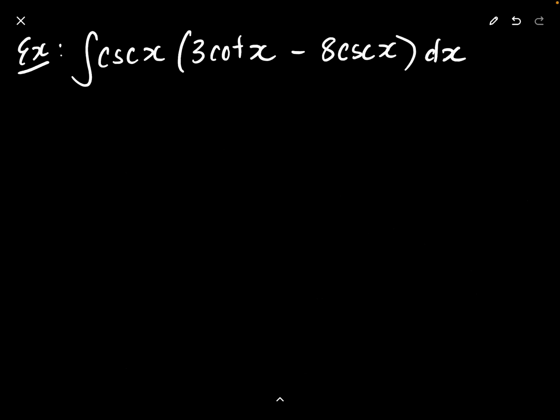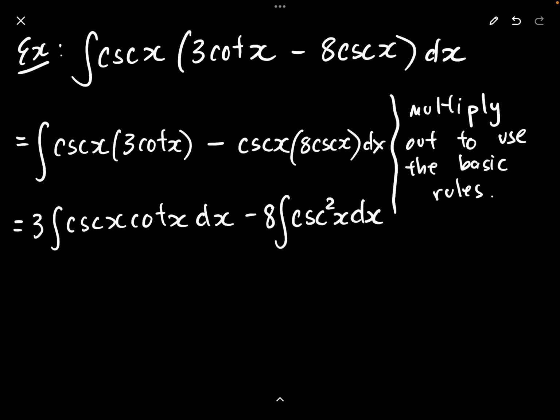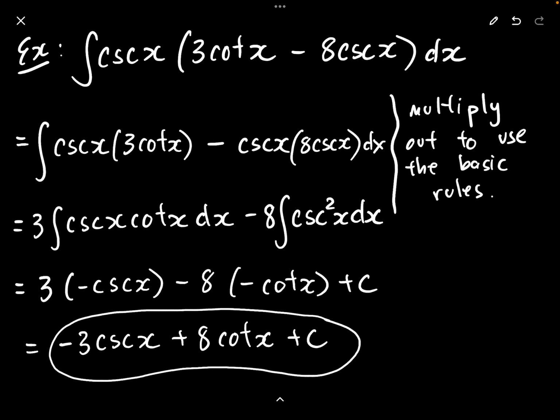So in this example, to be able to use the basic rules, we first divided the terms by x. The next example, again, we have a product. To use the basic rules, I will multiply out cosecant x to both terms in the bracket. Next, I will separate them into 2 basic integrals. We can take the constants in the front and separate the integrals. So both of those are basic rules, so we can integrate them. So the antiderivative is negative 3 cosecant x plus 8 cotangent x plus c.